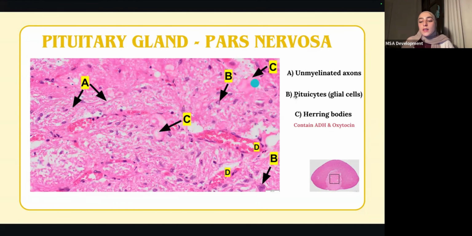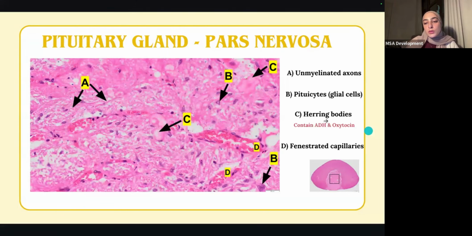I read something about the pituicytes. It kind of helps in the signaling, that the body needs these hormones. It's a helper cell. Just think of it as a helper cell in the nervous system. So this is C, and D is capillaries. I told you there's capillaries everywhere. This is just where the blood's flowing.